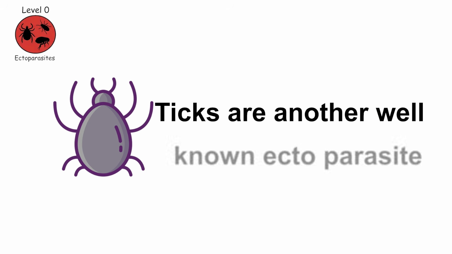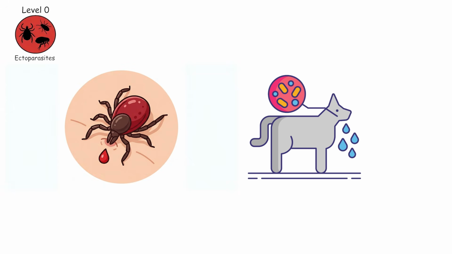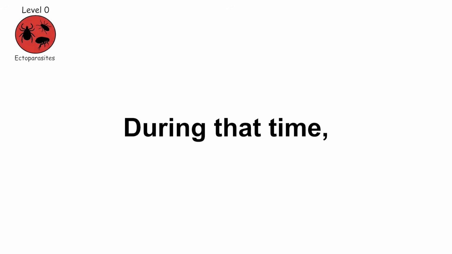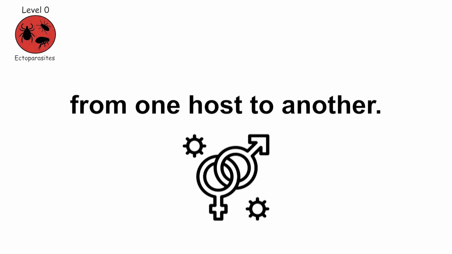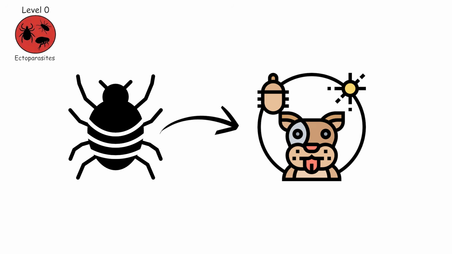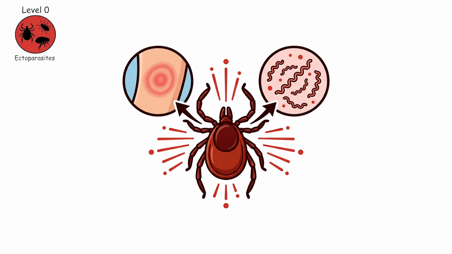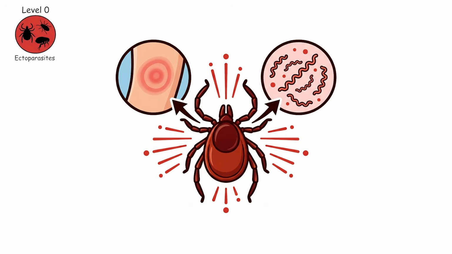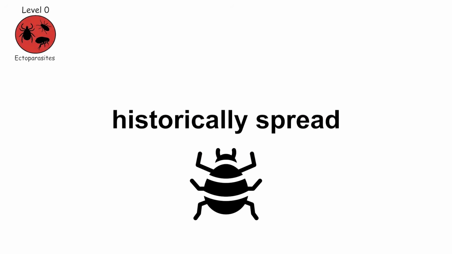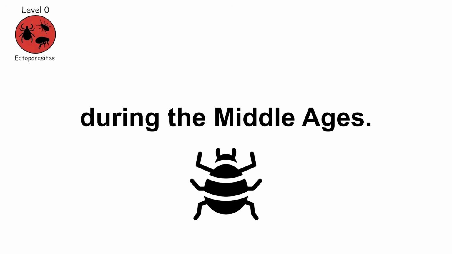Ticks are another well-known ectoparasite. They attach firmly to the skin and can remain feeding for several days. During that time, they may transmit diseases from one host to another. One reason ectoparasites are particularly important is that they can act as disease carriers. As they move from host to host, they may transfer bacteria, viruses, or other pathogens. For example, ticks are known to spread diseases such as Lyme disease, while fleas historically spread the bacteria responsible for the Black Death during the Middle Ages.